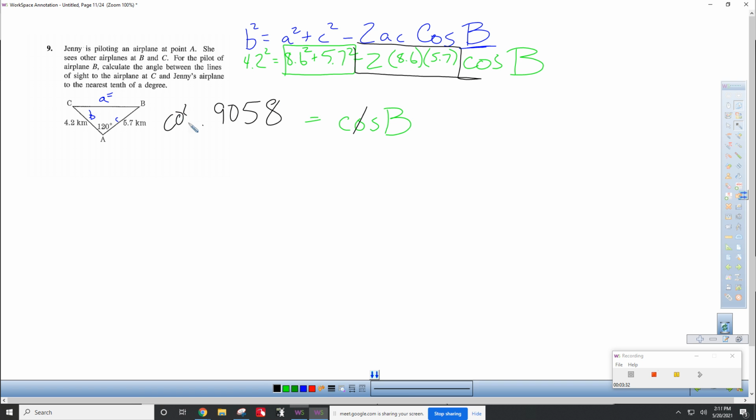How do I get rid of cosine? Cosine inverse. And you get b is 25 degrees or so. It's 25.0. And c then is the rest. So it's 180 minus 120 minus 25, and you get 35 for c. All right, next. That one was hard.